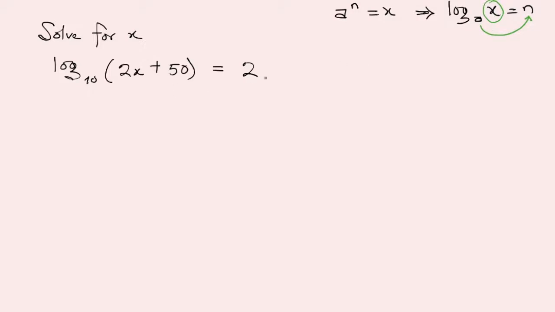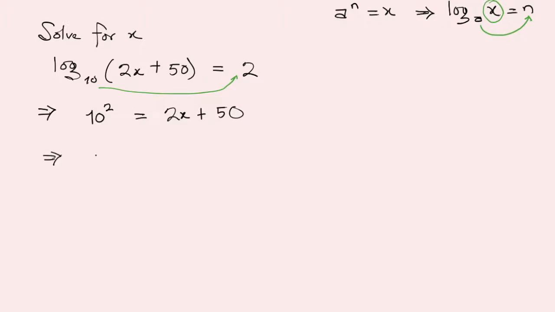So if we do that here, it means that a in this case is 10. Our n is equal to 2. Our x is equal to 2x plus 50. So we can rewrite this by saying 10, which is our a, the base of 10 to the power of 2, to get our number here, which is 2x plus 50. So 10 raised to power 2 is equal to 2x plus 50.